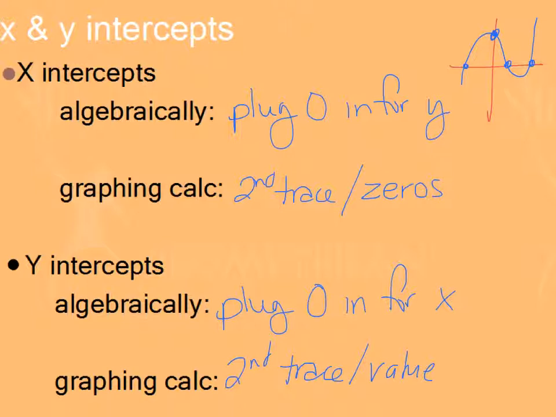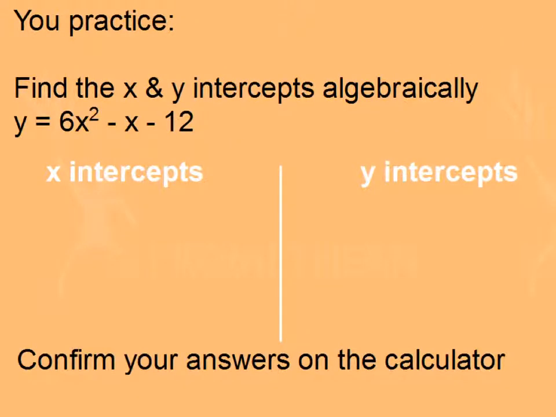Okay, so let's try an example of this. I have our equation, y equals 6x squared minus x minus 12. First of all, we're going to look at them algebraically, then I'll have you try it on your calculator. So to find the x-intercepts, remember you plug 0 in for y. So I'm going to plug a 0 in for y, and this is something that we did in chapter P. It's a nice quadratic. We should be factoring on this example.